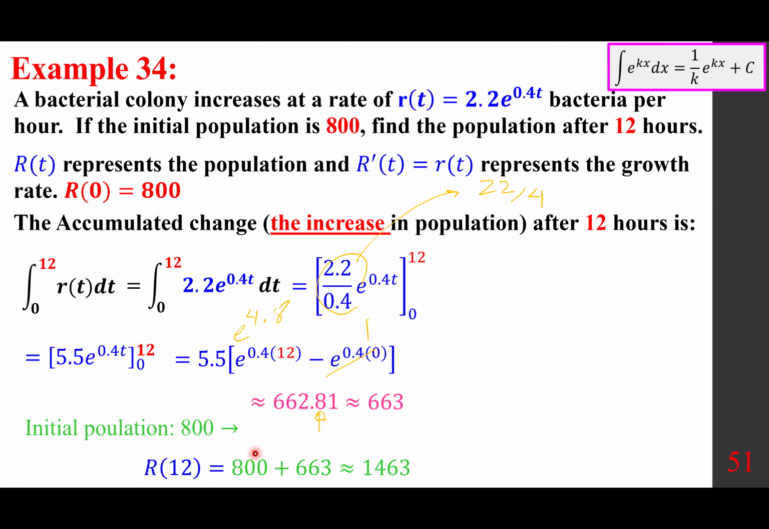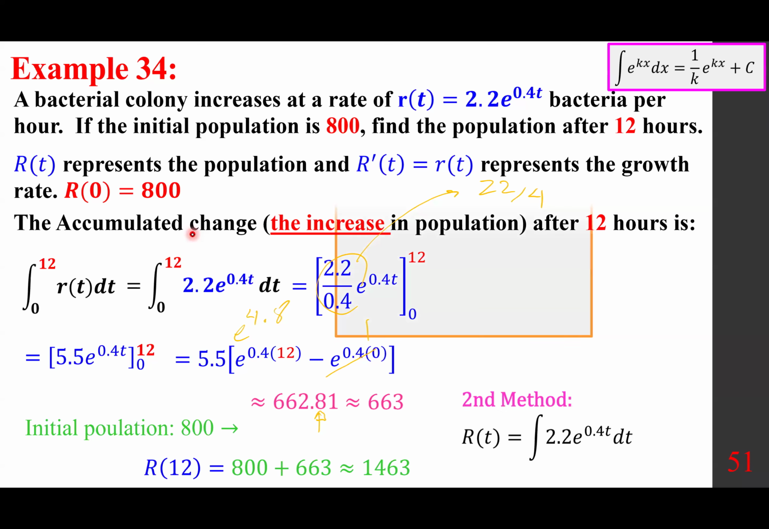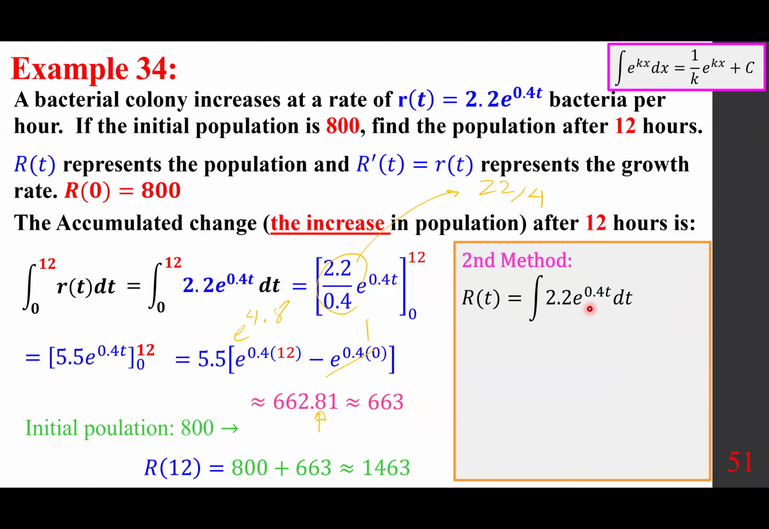The second method is not to use the 0 and 12 and just integrate that. We've already done that. It's 5.5 e to the power of 0.4t and a constant. So this one has a constant. But we have the initial value R of 0 equals 800. We can plug in and find the value of C. So R of 0 is 800, 5.5 times e to the power of 0 plus a constant.